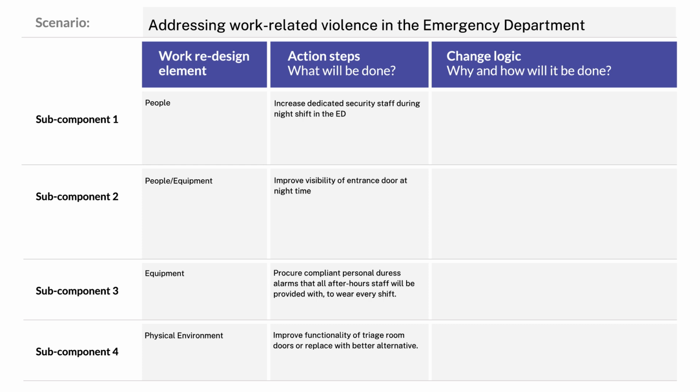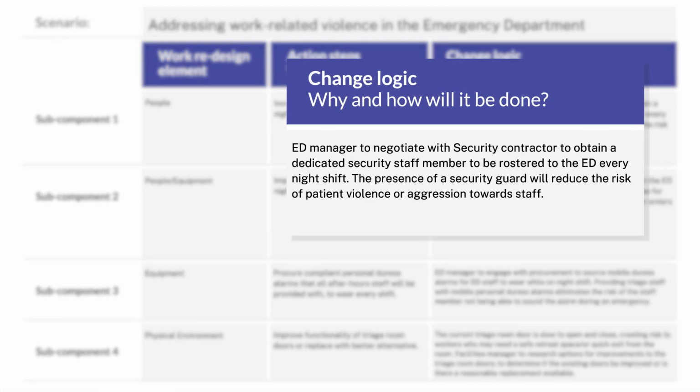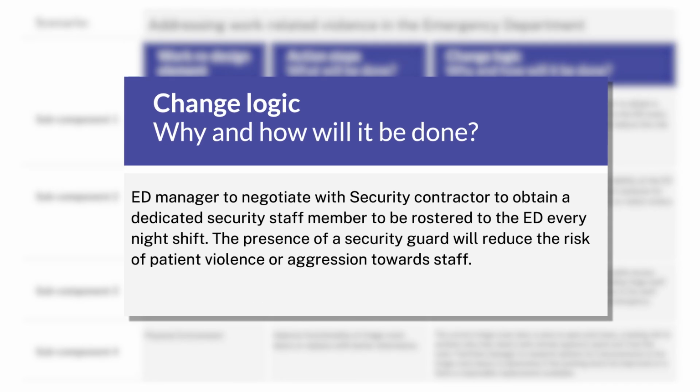So we prioritise some redesigns and start developing a bit of a plan for how and why that redesign strategy might work. So one of the unique parts of step 4 is that we ask people to develop change logic for their redesign strategy. Change logic is a bit of a fancy term for just articulating how and why that proposed redesign is going to work. How is it going to address the hazard that it intends to address?